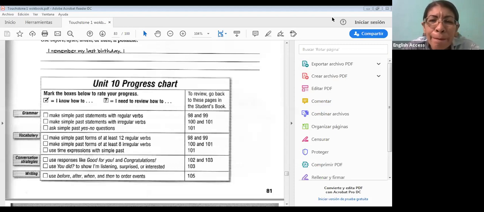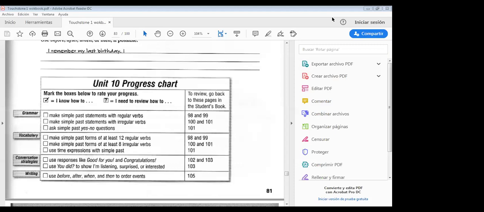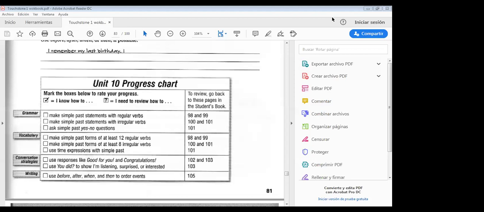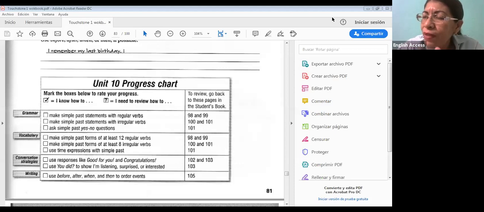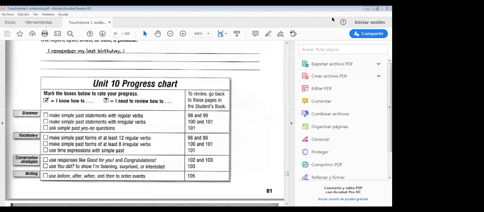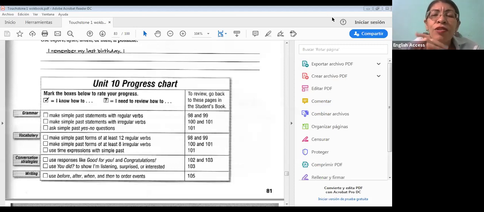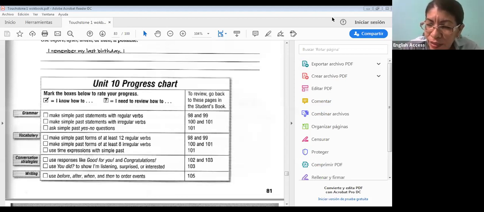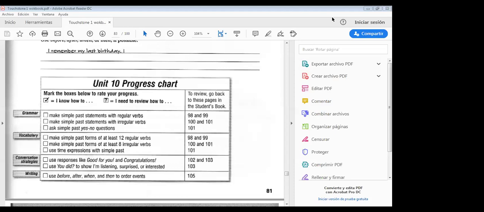Okay, Damaris, 2 verbs. Try it. Say. Okay, let's see. Jesus, tell me 2, please. Make. Study. Again, can you repeat, please? Study. Play. Okay. Omar. 2. Work. Clean. Clean, perfect.